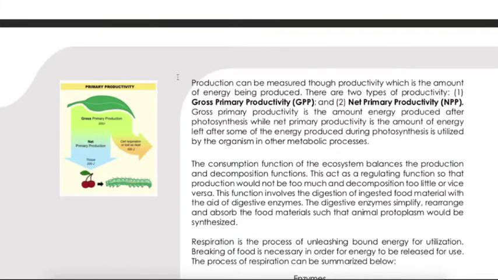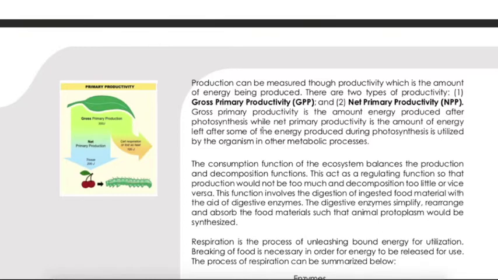So, with regards to production, there's what we call productivity. When you say production, that is actually the process involved in producing energy. But when you say productivity, that is actually the amount of energy that is being produced. So there are two types of productivity. You have the gross primary productivity and you have the net primary productivity. Gross primary productivity is the overall product of photosynthesis. Okay, but then again, the producers themselves use the energy that is produced after photosynthesis. So it is not 100% that will yield that particular energy.